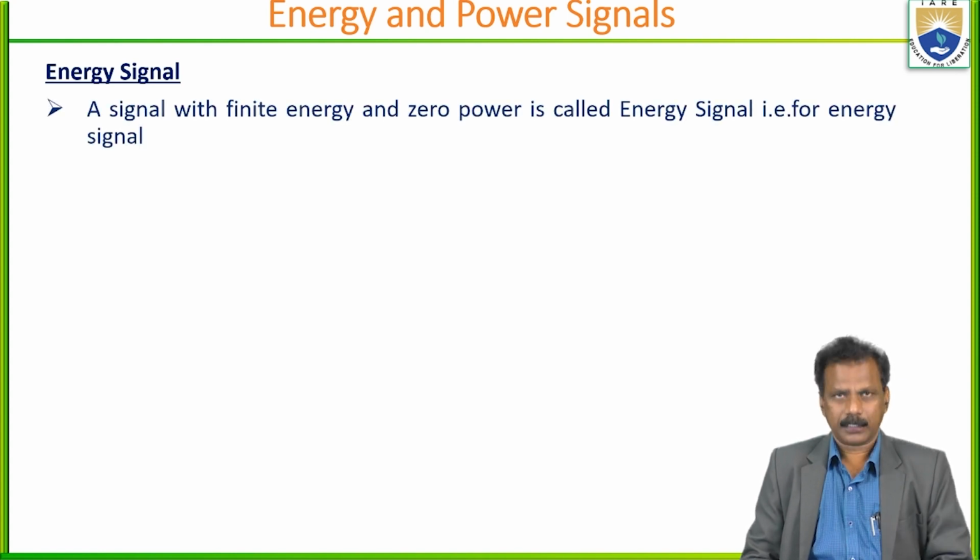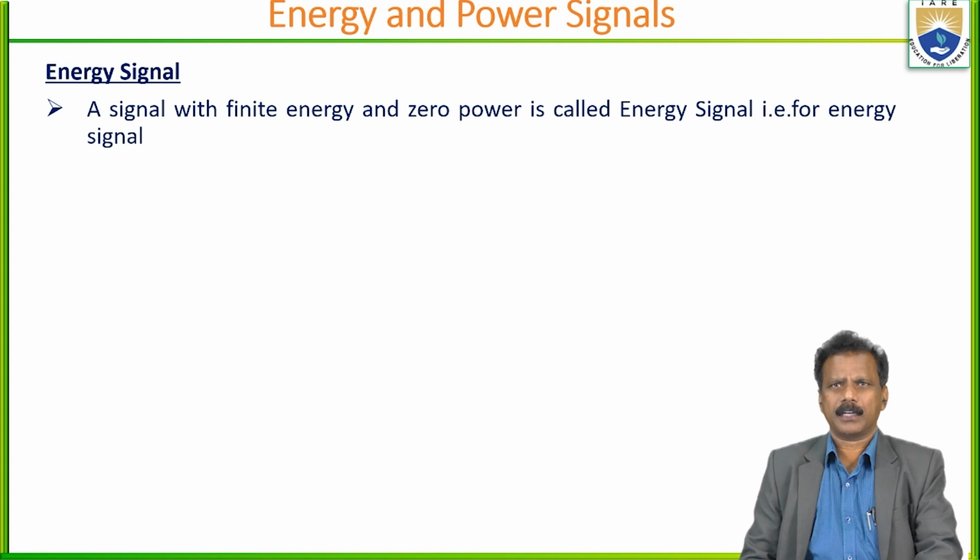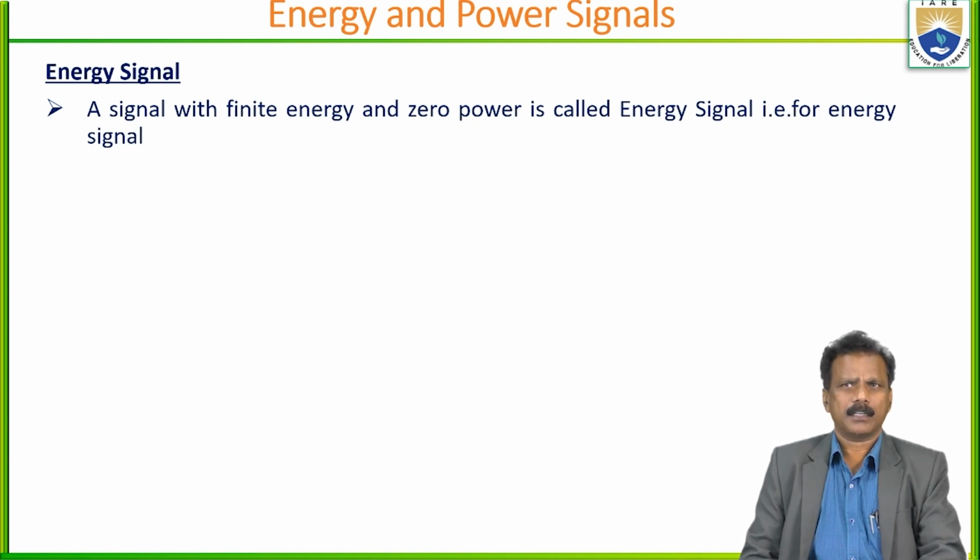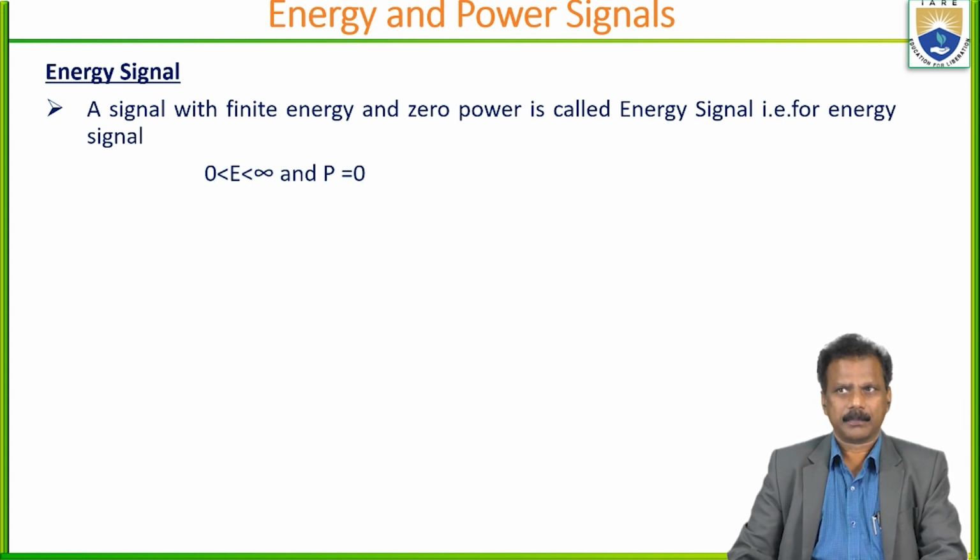Energy signal: we know that a signal with finite energy and zero power is called an energy signal. For any signal, we can represent this in mathematical notation as 0 less than E less than infinity, and the power P is equal to 0.